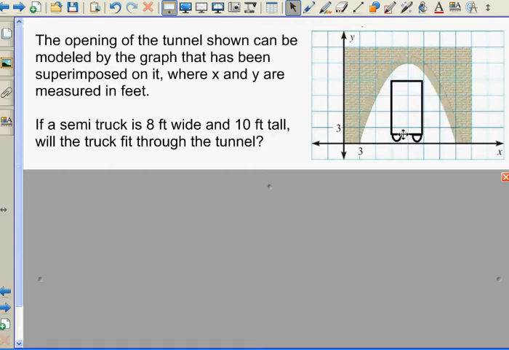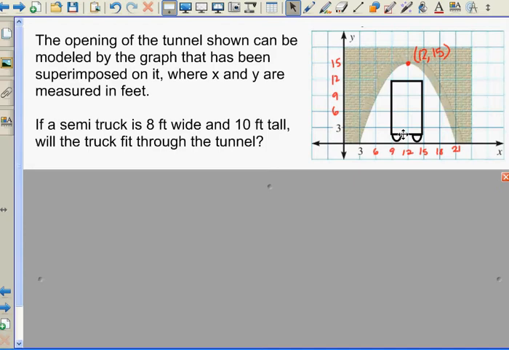So if you look, let's see, we're counting by 3. So 3, 6, 9, 12, 15, 18, 21, and 6, 9, 12, 15. If you look, our max height up here is 15, right? Our vertex up there.